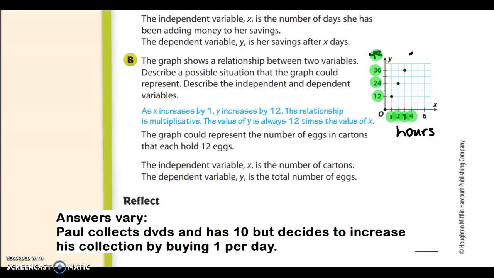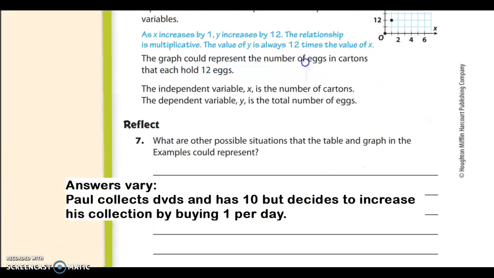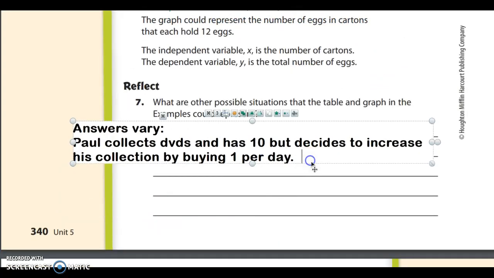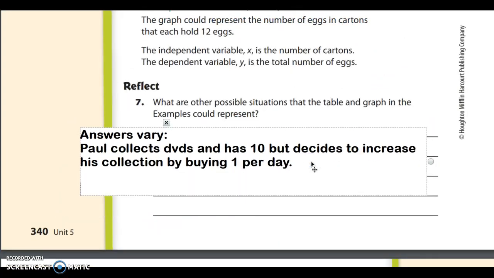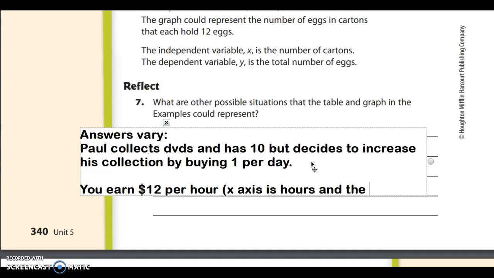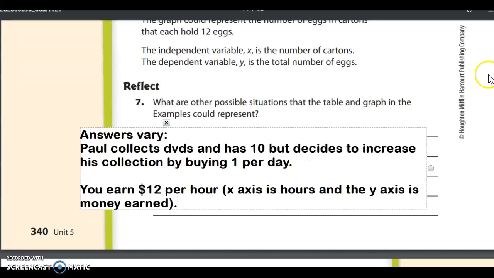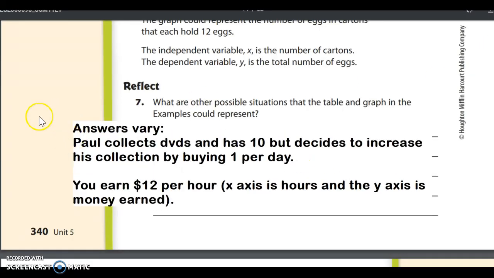So how can we describe that? Well, it's real simple. We can describe that simply by saying you earn $12 per hour. And I'm going to describe that the x-axis is hours and the y-axis is money earned. All right, good enough. We are done with page 340.